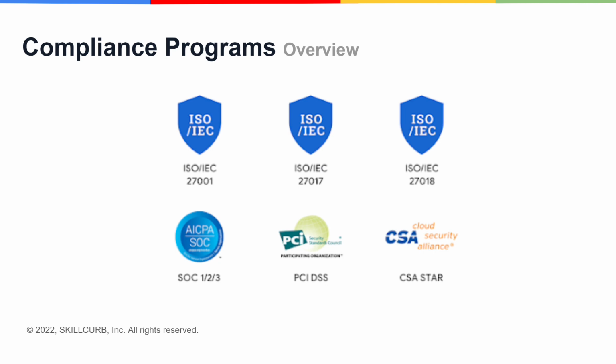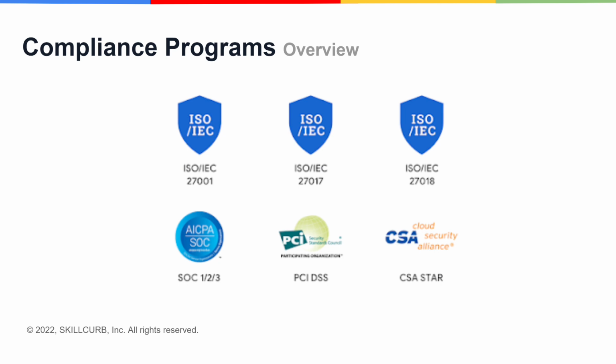SOCs 1, 2, and 3. SOC 1 reports document a cloud service provider's internal controls that may be relevant to a customer's financial reporting. This report is particularly useful for organizations that audit financial statements. The purpose of SOC 2 reporting is to evaluate an organization's information systems relevant to security, availability, processing integrity, confidentiality, and privacy, whereas SOC 3 is a public report of internal controls over security, availability, processing integrity, and confidentiality. PCI DSS.